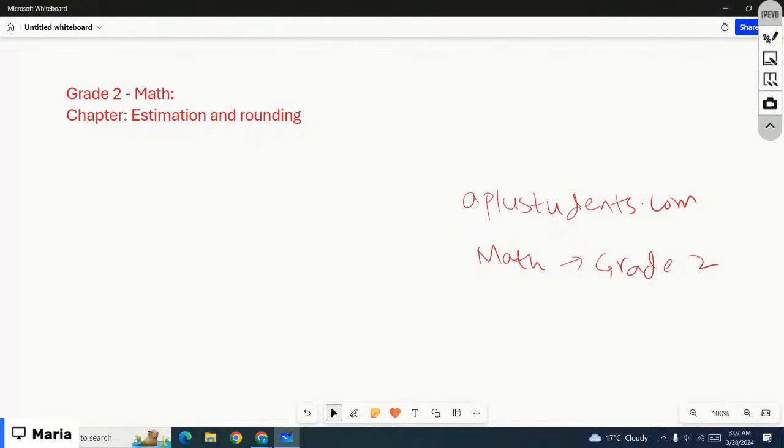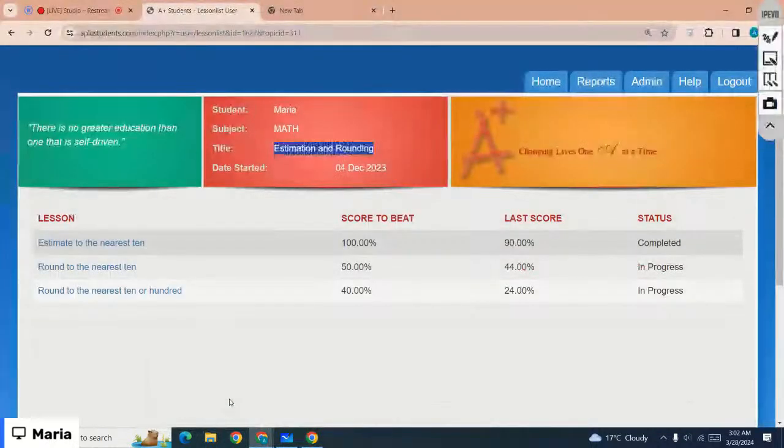Please make sure you have your notebook and pencil so that you can note down the important examples and definitions as well, right? Here I am on grade 2 math. We're going to start with the chapter estimation and rounding. Let's start with the first lesson, that is estimate to the nearest 10.